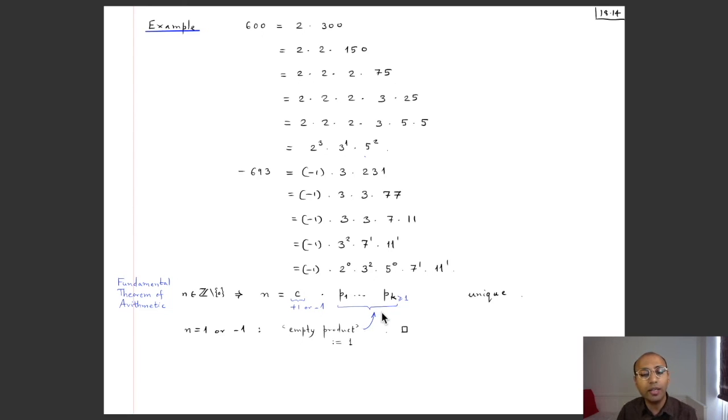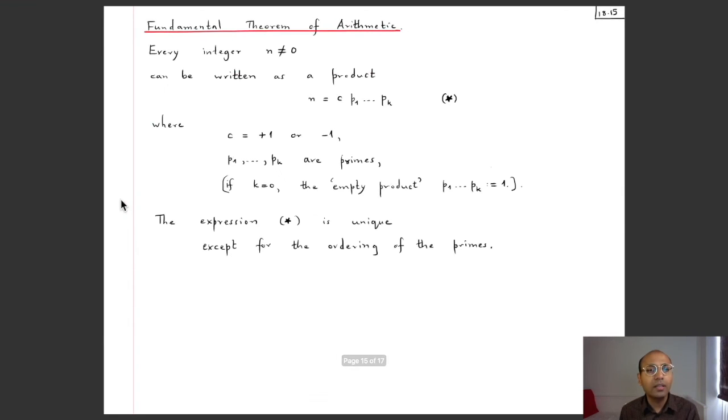Okay, so we are now ready to give the statement of the fundamental theorem of arithmetic. So here is the statement of the fundamental theorem of arithmetic. It says that every integer n not equal to 0 can be written as a product n equal to c times p1 to pk, where the c is equal to +1 or -1 and p1 to pk are all primes. And as we mentioned before, if the n is plus or minus 1, then there are no primes which appear here, and this product is the empty product which is taken as 1.